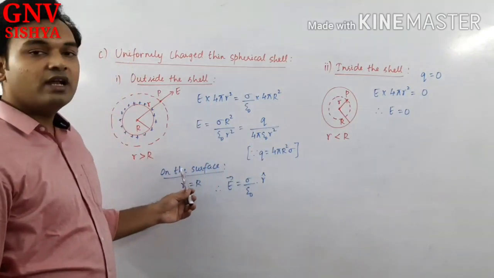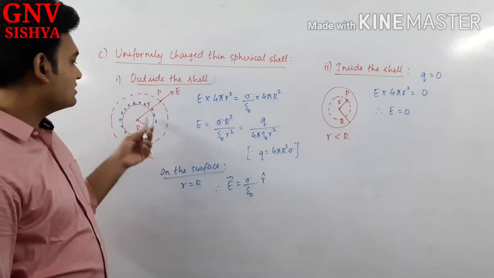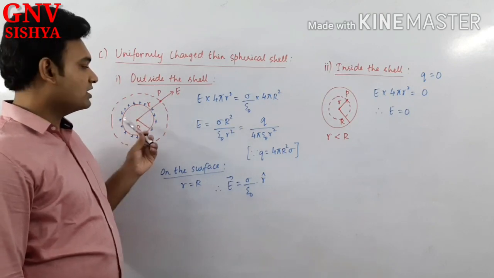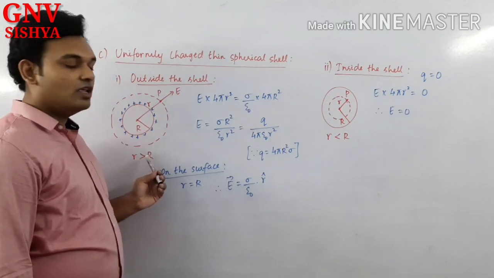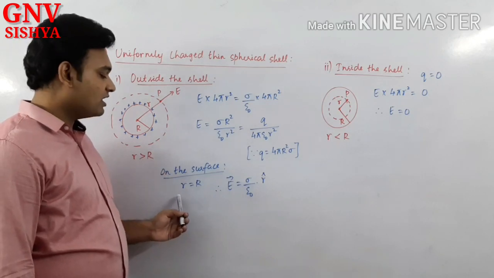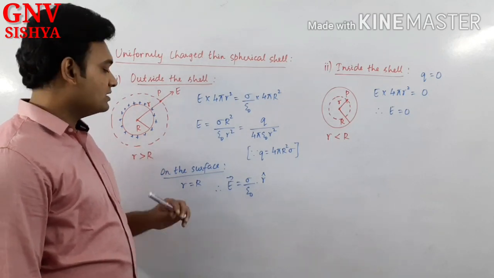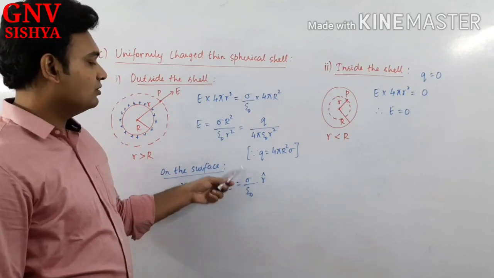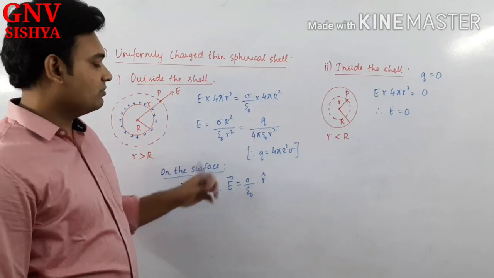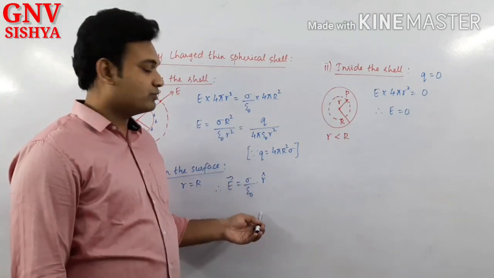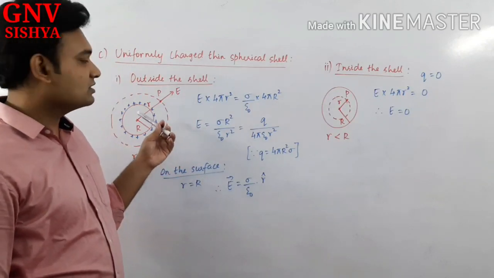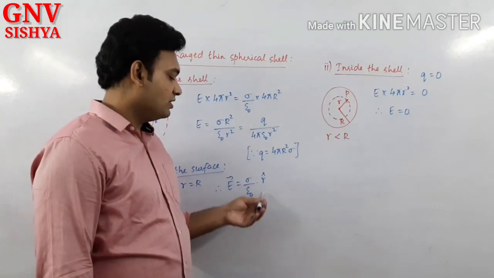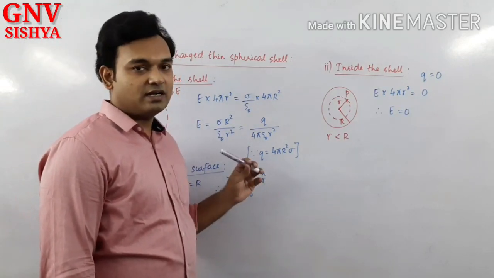Okay, what about the electric field on the surface? The electric field on the surface of the spherical shell, that means if point P is present over here on the surface of the spherical shell, the value of small r will become equal to the capital R, equal to the radius, and the electric field will be sigma by epsilon naught into r cap. Okay, so R square and r square will get cancelled because they will become same, and electric field will be sigma by epsilon naught. So for a uniformly charged thin spherical shell, on the surface the electric field is sigma by epsilon naught, and r cap is the unit vector in that direction.